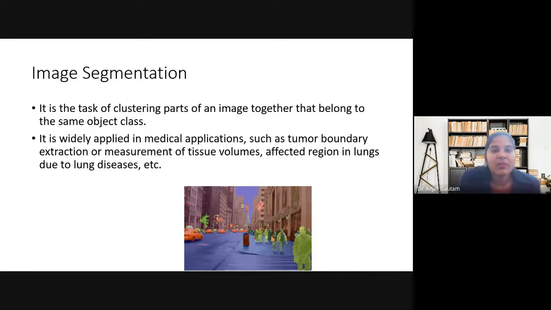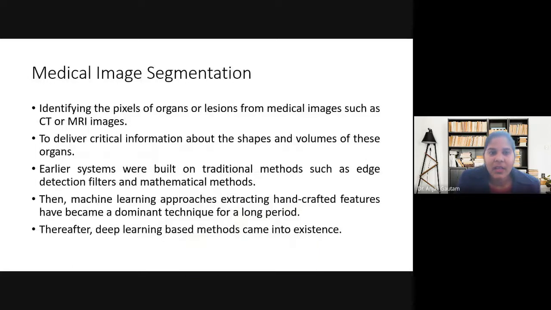And you can even find out the affected region in your lung due to lung disease, like COVID-19 is going on. For example, someone wants to find out how much your lung is affected by a disease. In that, it is very beneficial. Is it clear here?